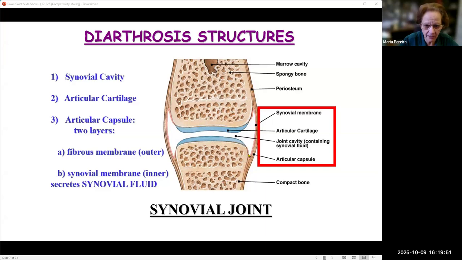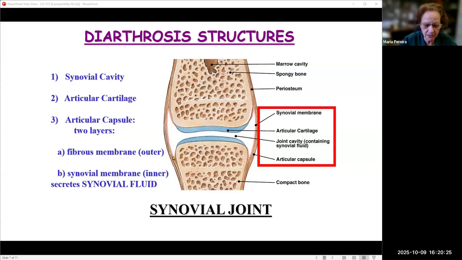So what is the synovial cavity? First, it is limited by the articular capsule that has two layers. So we're talking about these structures or borders that encircle the articular cartilage. The outer membrane is made out of fibrous connective tissue, but the inner membrane, represented here in light pink, is a synovial membrane.